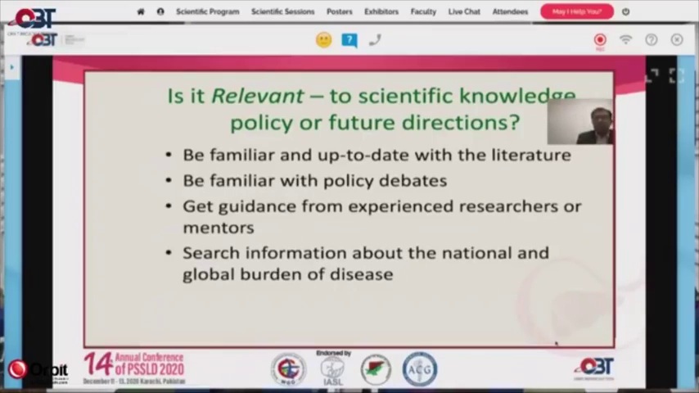Otherwise, you need to learn this. And again, guidance from experienced researchers and mentors is important. And a search on national and global burden of disease, if you are yourself not a subject expert on something, is an important thing to do.